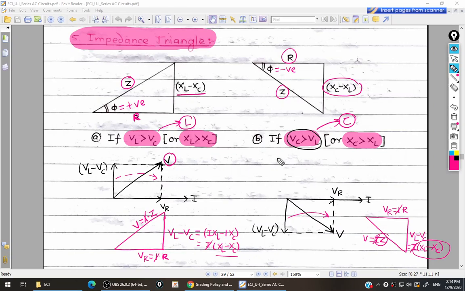And in the third case, when VL and VC are equal, your voltage and current are in phase. So in that case we cannot draw any impedance triangle. So an impedance triangle can exist only when your circuit is either capacitive or inductive. When your circuit is purely resistive, you cannot draw an impedance triangle. The impedance triangle can only be drawn for an inductive circuit or a capacitive circuit. So this was about the RLC circuit.